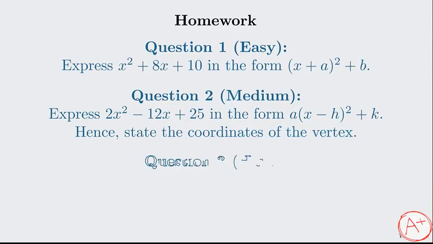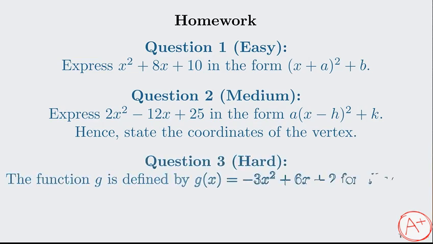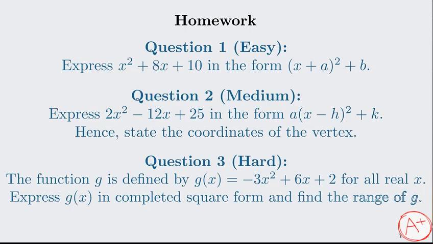Question 3. Hard. The function g is defined by g of x equals negative 3x squared plus 6x plus 2 for all real x. Express g of x in completed square form and find the range of g. Take your time with these. Pay close attention to the signs and the multiplication of the constant outside the bracket. When you are ready, resume the video to see the full solutions.